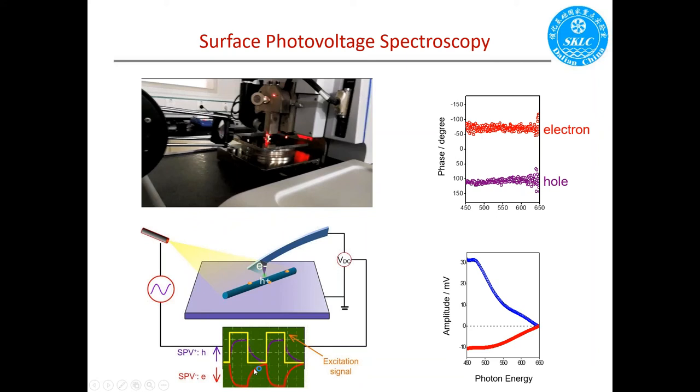So this process will yield two spectra. One is the phase spectroscopy. In this spectroscopy, the positive signal indicates photogenerated holes on the surface, and the negative signal indicates photogenerated electrons on the surface. And the other is the amplitude spectroscopy. This spectroscopy tells you the relative amount of charge carriers on the surface. And furthermore, if you change the color of the light excitation, you will get a spectrum, and this spectrum tells you the detailed electronic structure of the semiconductors.